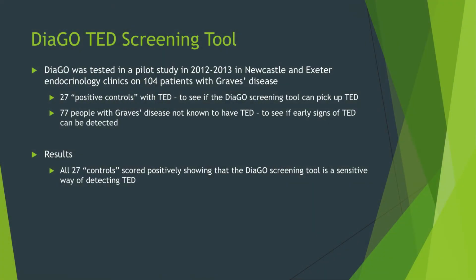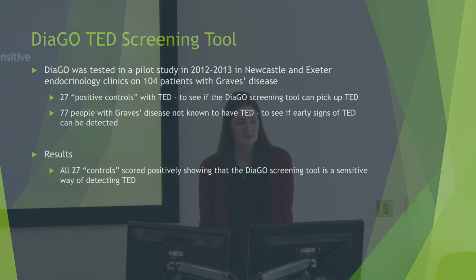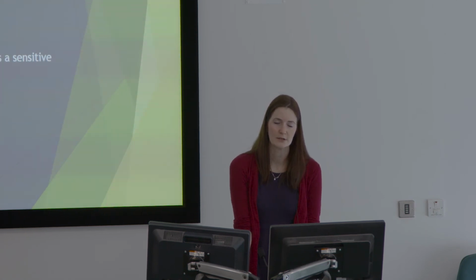We first tested this screening tool back in 2012 and 2013 in a pilot study between Newcastle and Exeter. We tested it on 104 patients with Graves' disease. We included 27 positive controls with thyroid eye disease, and we included these people because we wanted to see whether the screening tool was sensitive at picking up the signs and symptoms of thyroid eye disease. We also tested it on 77 people with Graves' disease, not known to have thyroid eye disease, to see if any of these people might have early signs. In total, all 27 of the controls scored positively using the assessment tool, showing that this is a sensitive way of detecting thyroid eye disease.